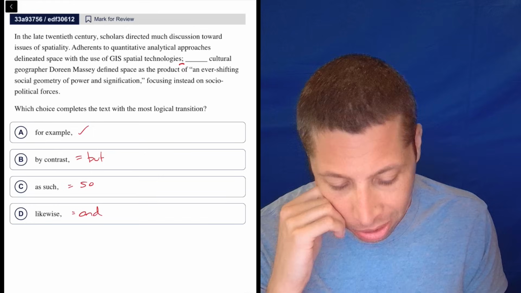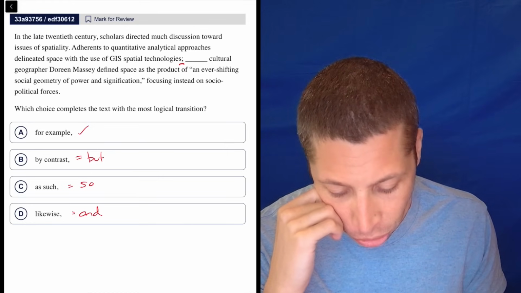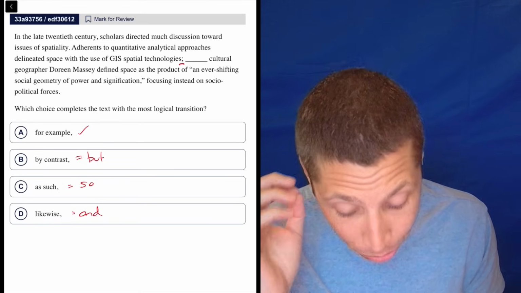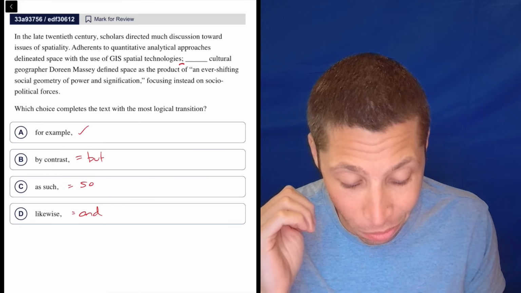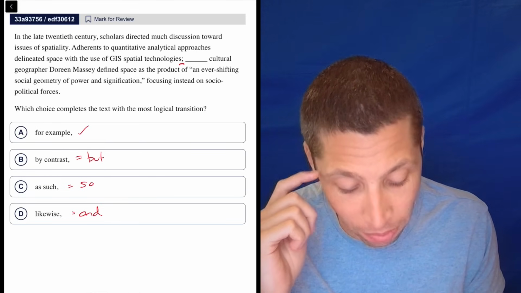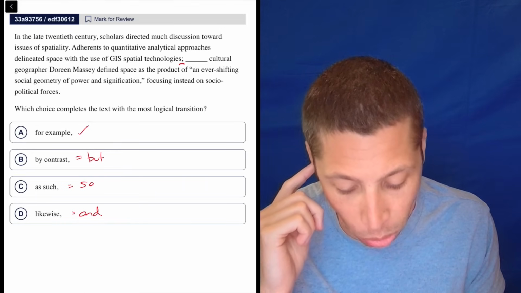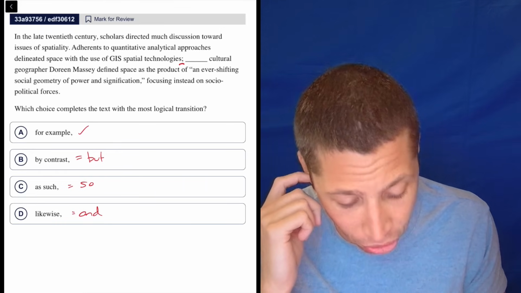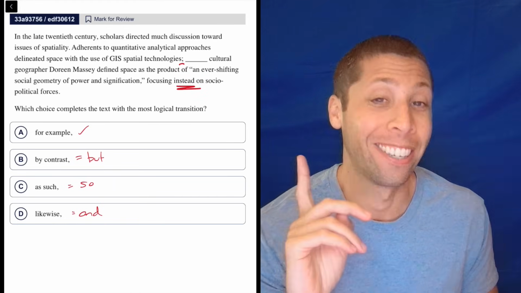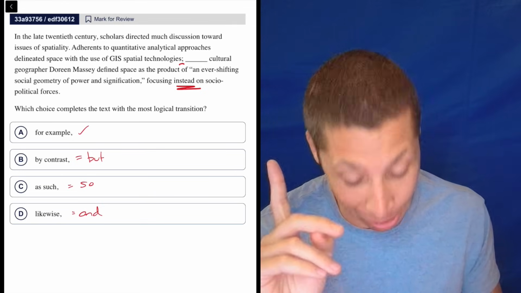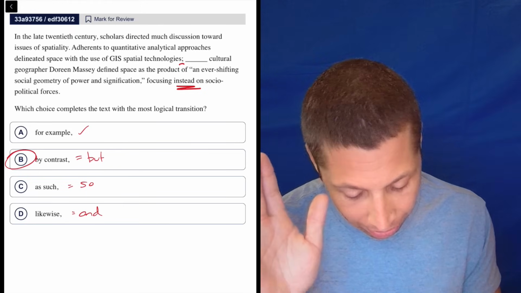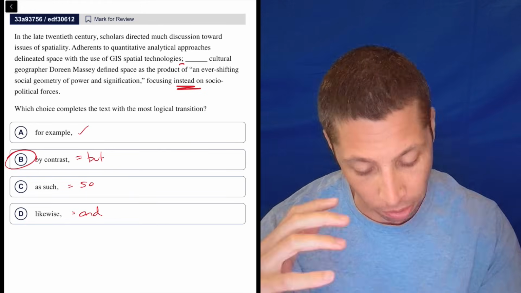In the late 20th century, scholars directed much discussion toward issues of spatiality. Adherence to quantitative analytical approaches delineated space with the use of GIS spatial technologies. Cultural geographer Doreen Massey defined space as the product of an ever-shifting social geometry of power and signification, focusing instead on socio-political forces. I had no idea what was going on until that last word. But now I'm thinking the answer is probably B. Let's double check though, right? Let's see if I can get this contrast across, right?